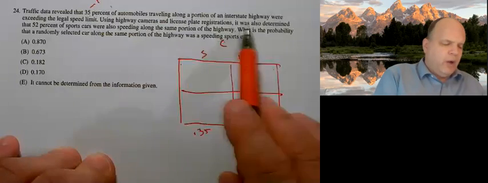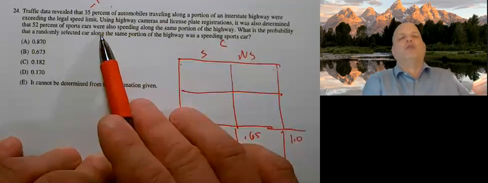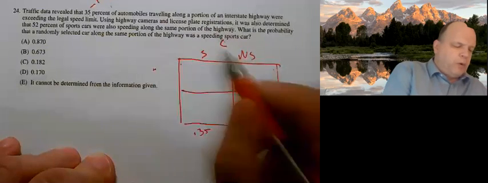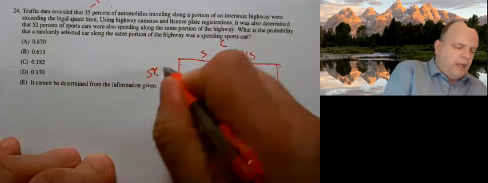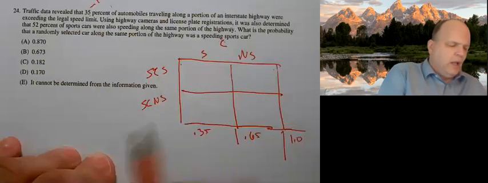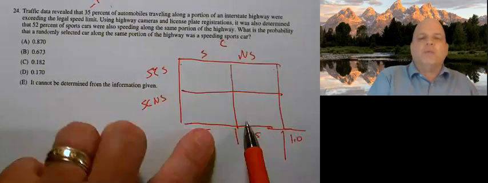Then we have, it was also determined that 52% of sports cars were also speeding. So we're going to have sports cars speeding, sports cars not speeding. And this is associated with one variable. But there's no relationship between them.